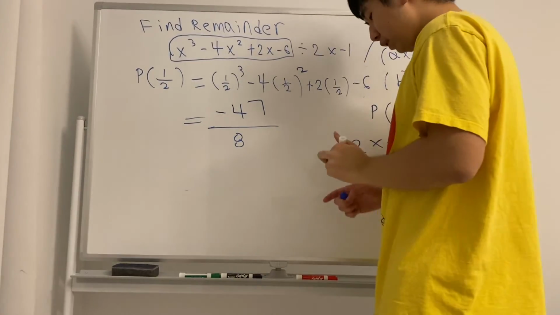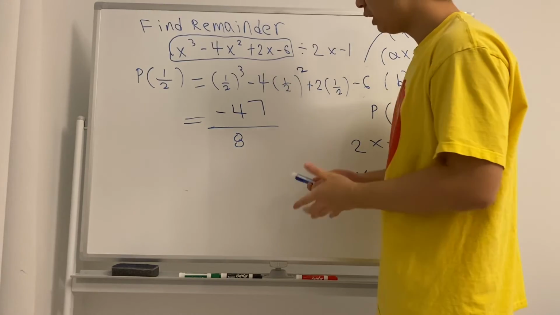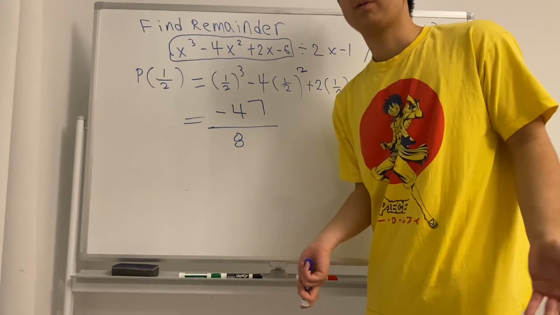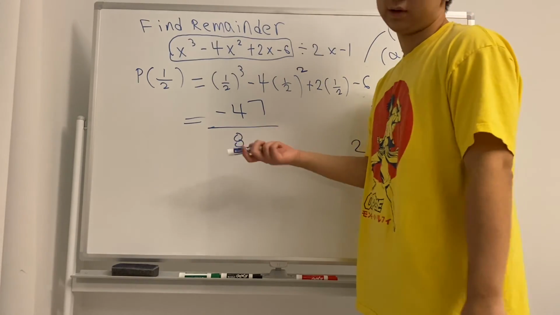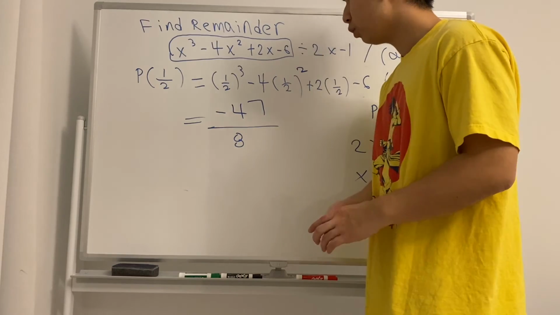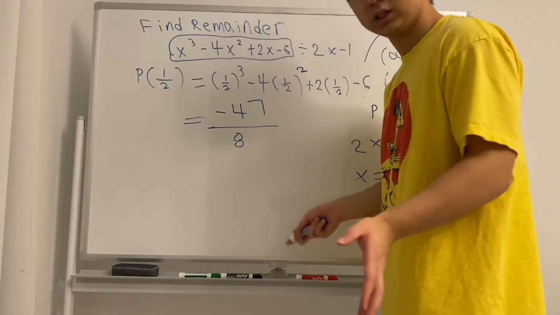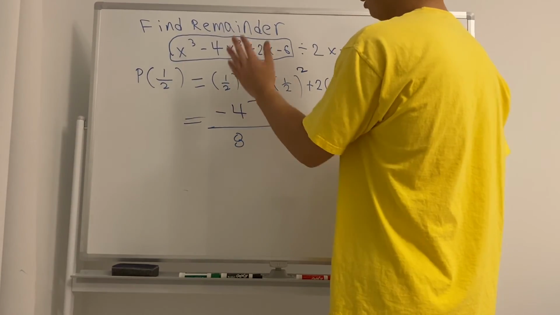Now, typically in math, unless the question or teacher says otherwise, you want to keep it in a good format. That basically means no decimals. So you want to keep it in the form of a fraction, or just a whole number if the answer is a whole number. Only do that for math though. Don't do it for physics if you're taking physics. But yeah, this is our answer. This is the remainder. So that's how we use the remainder theorem.